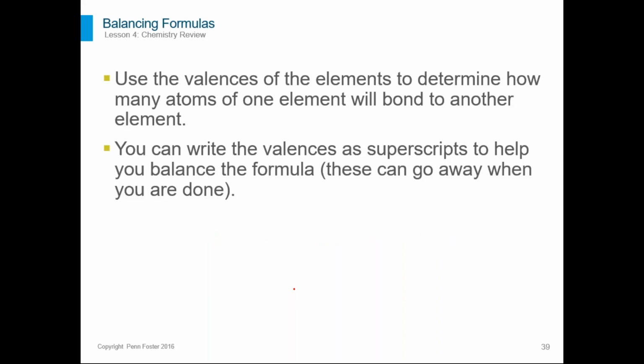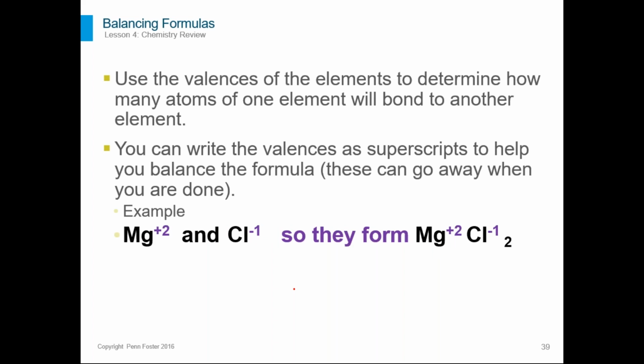Okay, so you can write the valences as superscripts to help you balance the formula, and then those can go away when you're done. So we have another example. Magnesium has a valence of +2, and chlorine has a valence of -1. So when you put them together, you're going to have magnesium +2, chlorine -1. That doesn't quite mesh, so we need to have two of those chlorine atoms. So we keep this subscript 2 because this is important. That's telling us we have to have two chlorine atoms.